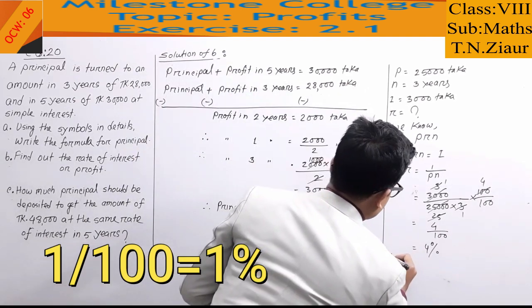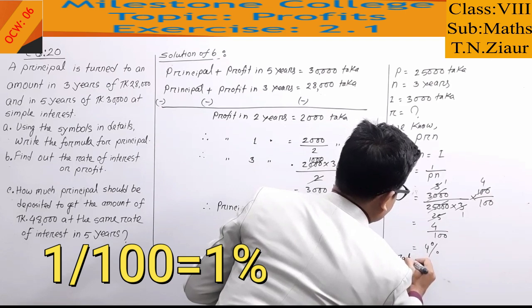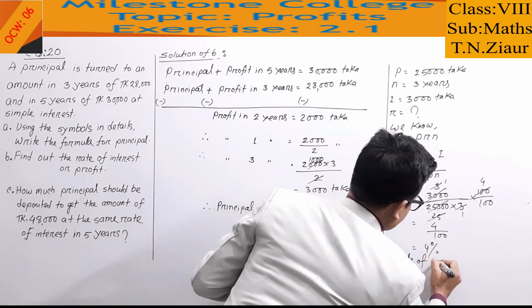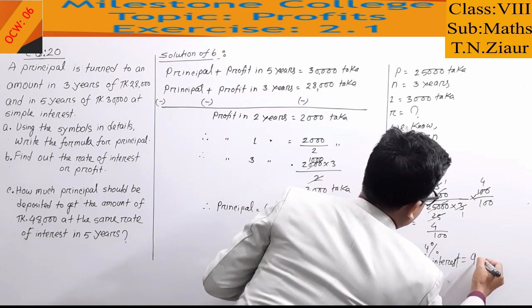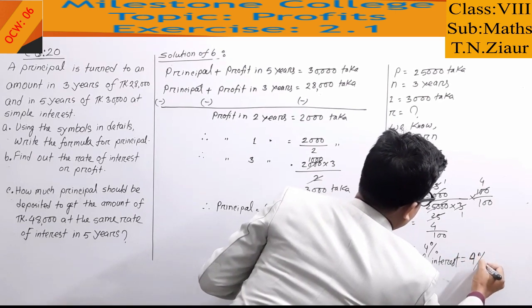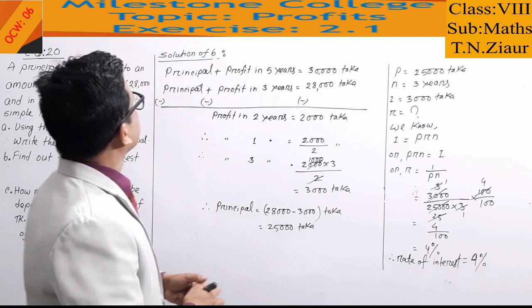Rate of interest is equal to 4%. This is the answer of B number.